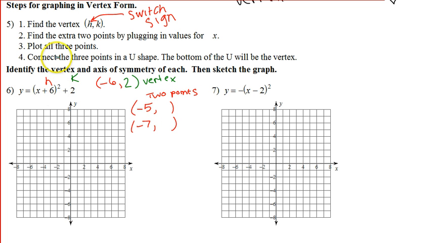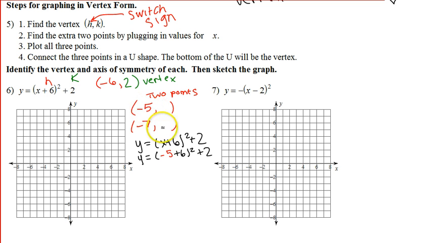The way we do that is we start with the general equation we already have, y equals x plus 6 squared plus 2. We start with that, and then we take these numbers right here, negative 5, and plug it in for x. This is my x value. I'm going to plug it in for x and see what I get for y. My y value will go right here. So I'm going to take this negative 5 and plug it in. So this is going to be y equals, instead of x, negative 5 plus 6 squared plus 2.